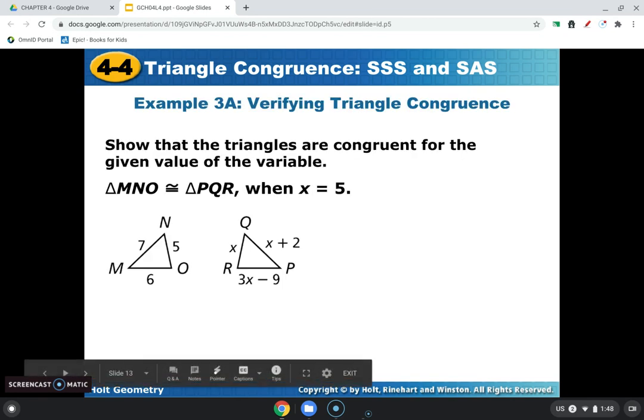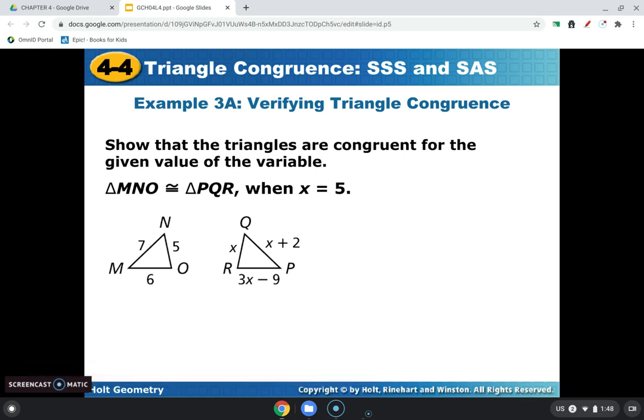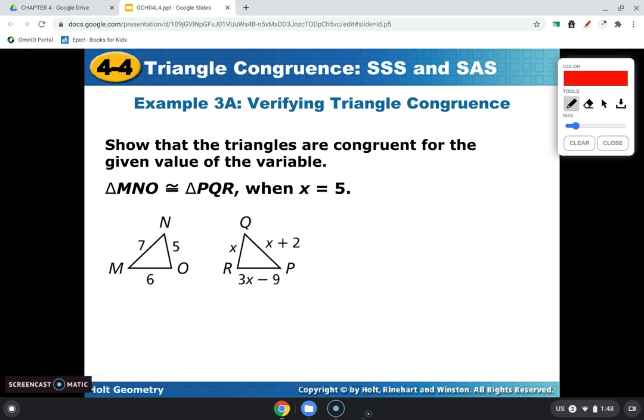Show that the triangles are congruent for the given variables. So x is 5. So that's 5. That's 7. That is 6. 5, 7, 6. 5, 7, 6. How do we know those are congruent? Side, side, side.